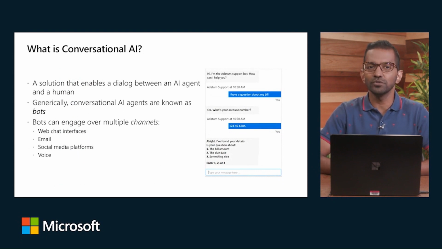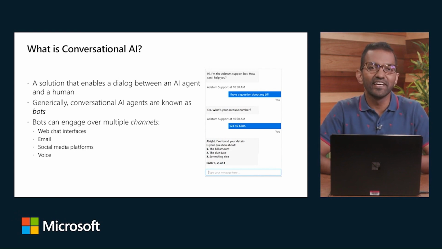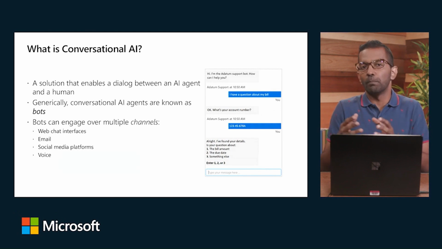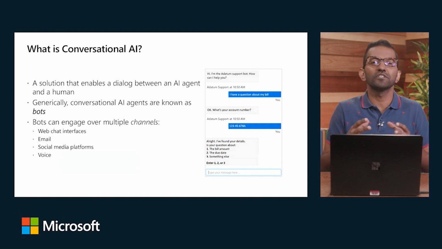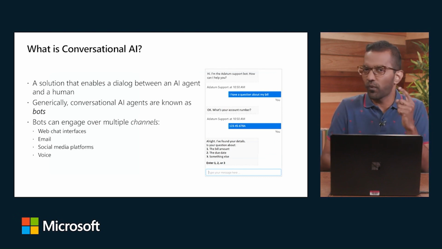Conversational AI is a solution that enables dialogue between an AI agent and a human. Conversational AI builds on other AI workloads, in particular, natural language processing. But it also has elements of machine learning and sometimes, potentially, computer vision as well. And in general, when people use the term conversational AI, they are referring to bots. People often associate the term bot with a chat interface on a website, but that is just one very common way to interact with a bot.